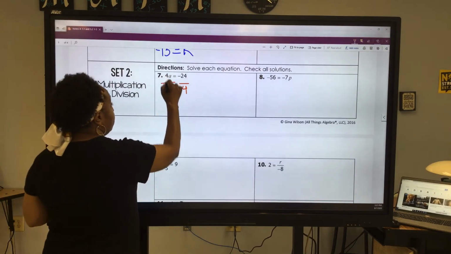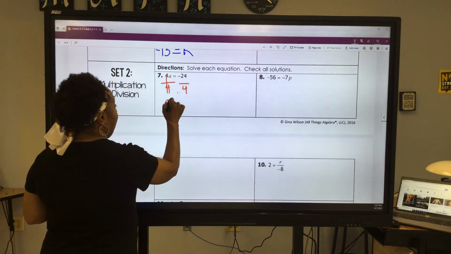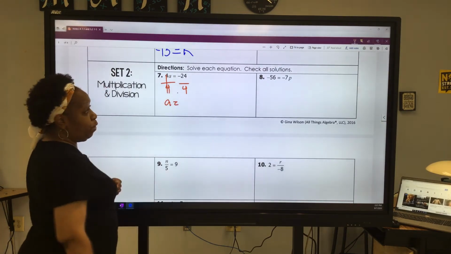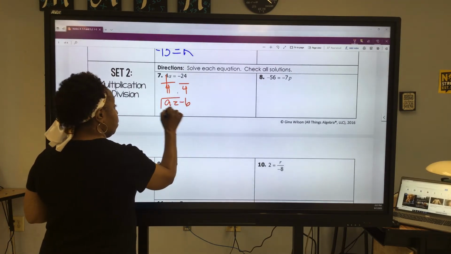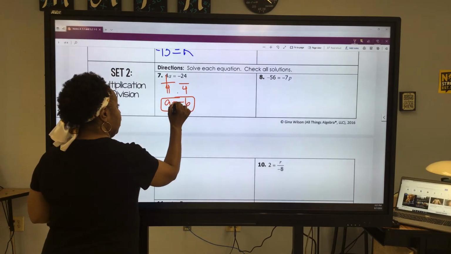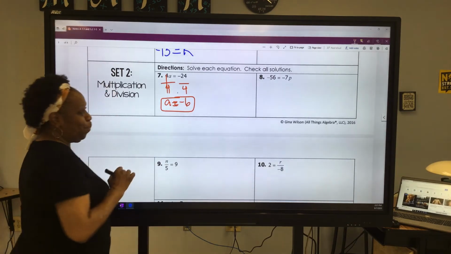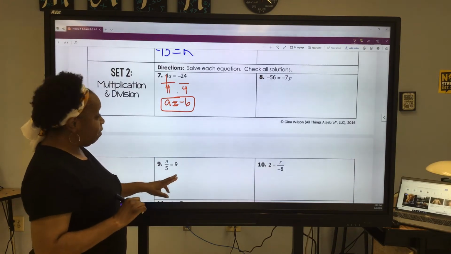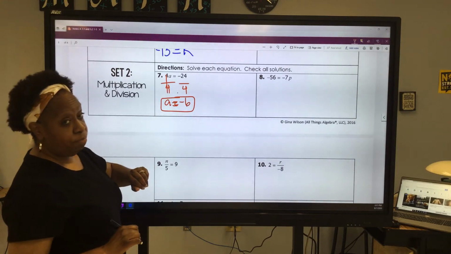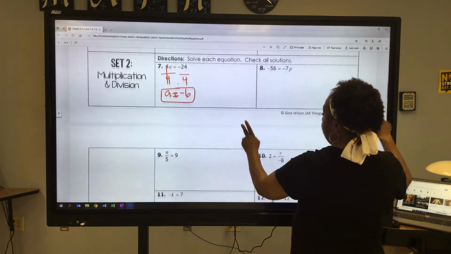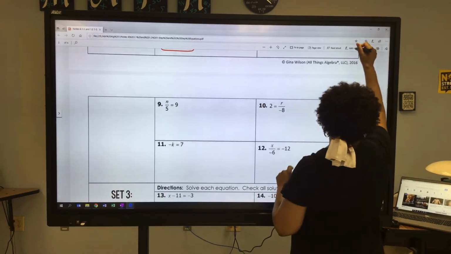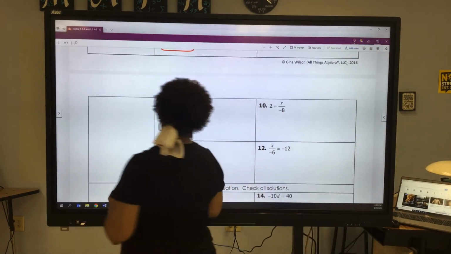So the 4 cancels. I have a equals negative 24 divided by 4 is negative 6. And that's your answer. And that is an equal sign. Let's take a look at it. So I want you to practice on number 8. It's just like that one. The variable is just on the opposite side of the equation, and that's okay. We know that.